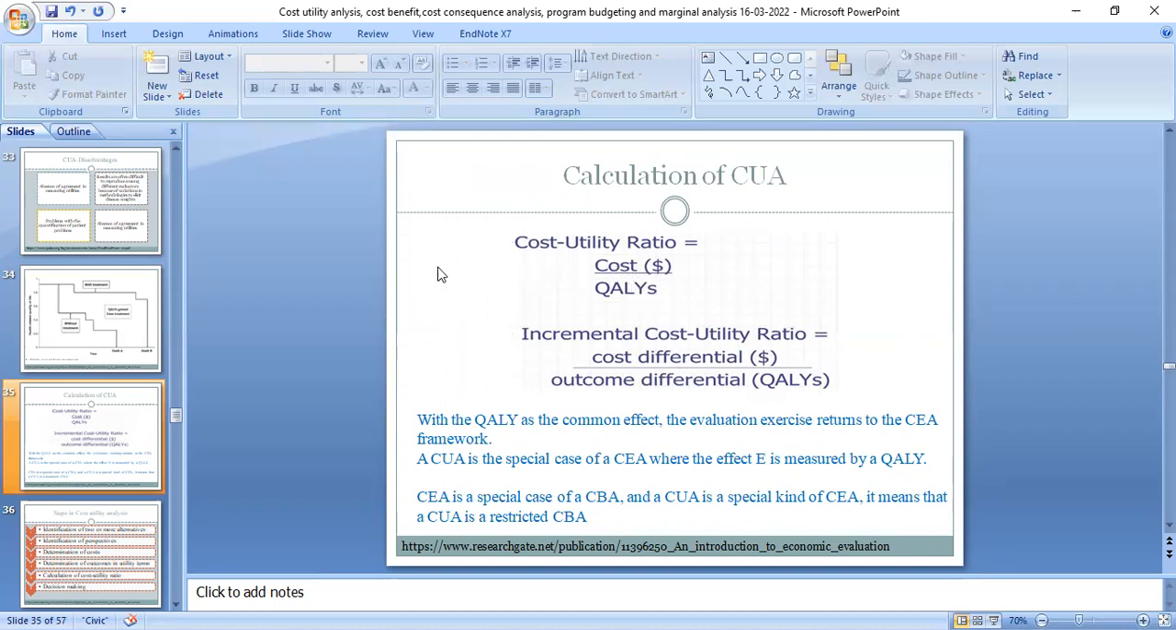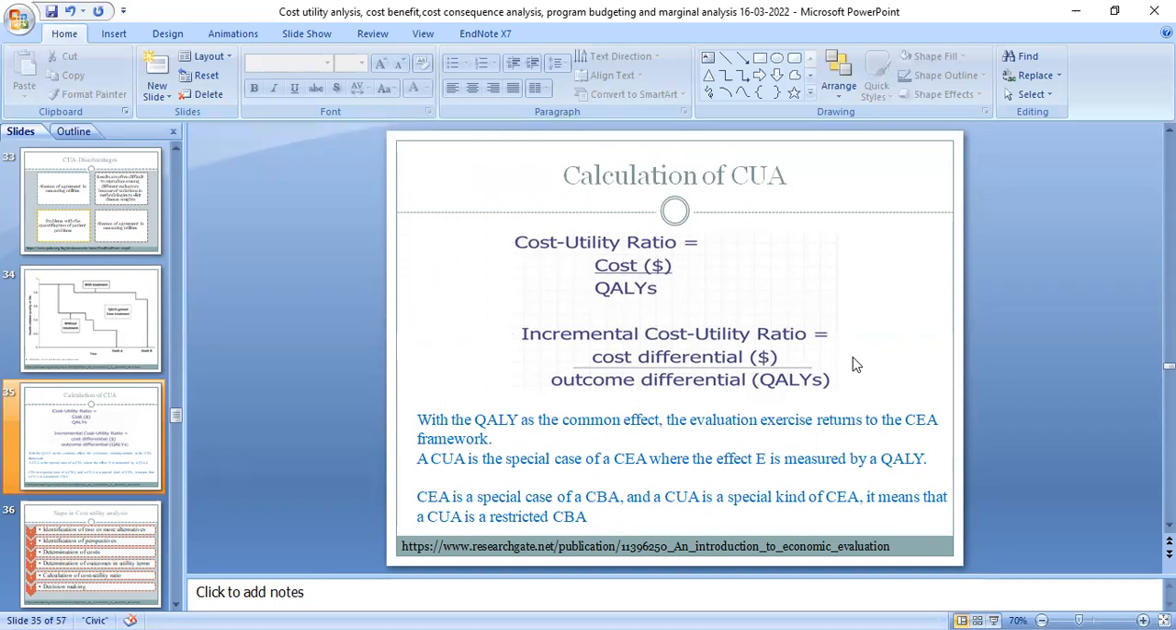There are two measurements. The cost utility ratio can be obtained from costs, which are in monetary value, and from the quality adjusted life years. The incremental cost utility ratio is equal to the cost differential, which can be calculated by subtracting the two costs of different interventions, divided by the outcome differential, the QALYs, obtained by subtracting the QALYs of different interventions.